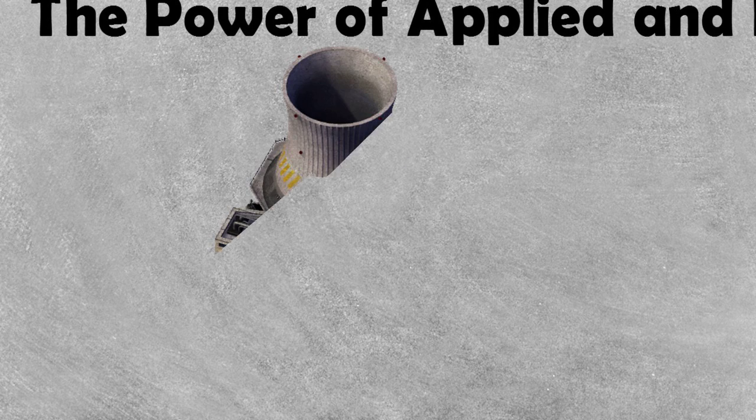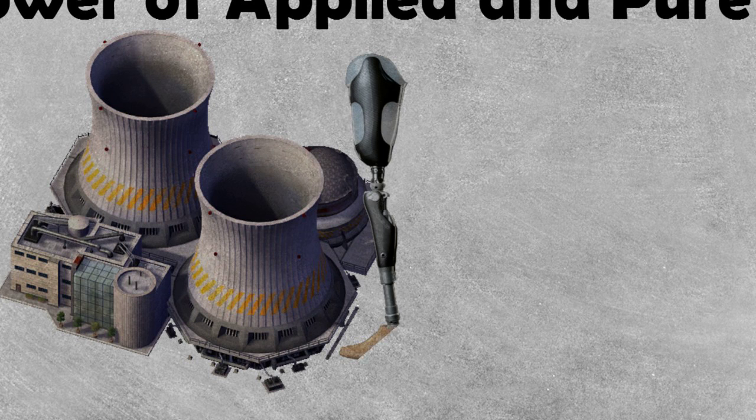Technology is the practical use of both pure and applied research. Some technological advancements have improved human life, like nuclear power, artificial limbs, joints, those types of things.